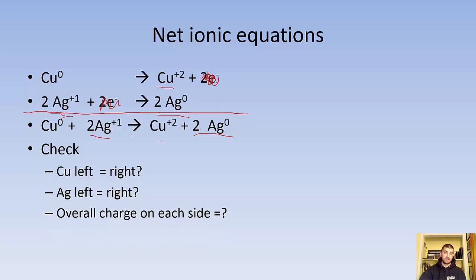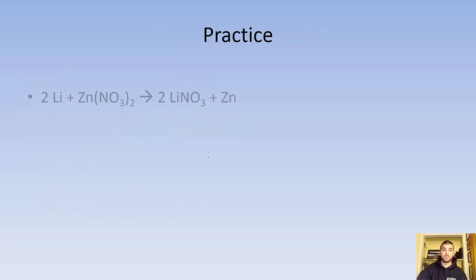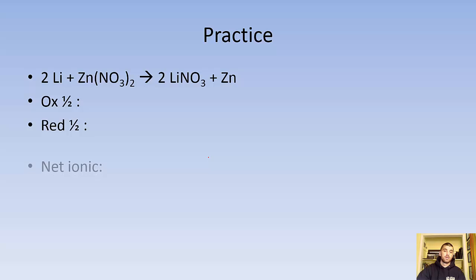Other things to check for: the charge on each side. Let's think about this. I have a copper that has a 0 charge, and I have 2 plus 1s. So I have a positive 2 on the left, and I have 1 plus 2 ion and 2 zeros on the right. So I have plus 2 on the right. So the charges are balanced too. Everything checks out. So let's do a little practice. Feel free to pause it here and try it before going forward.